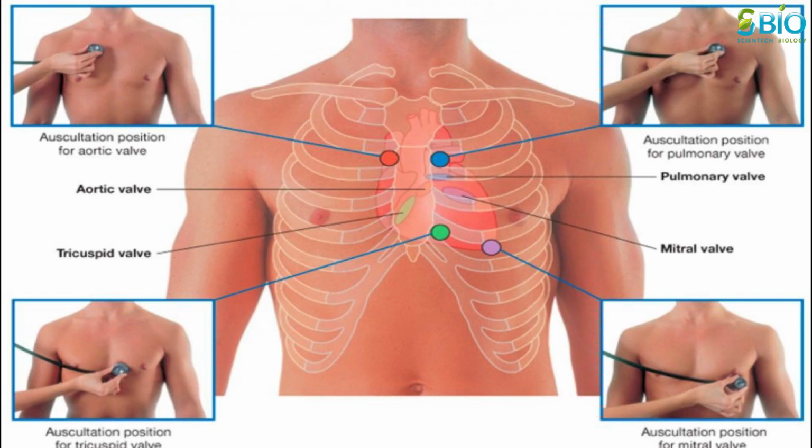The first sound is best heard in the tricuspid and mitral areas. The mitral or bicuspid area is situated in the left fifth intercostal space, whereas the tricuspid area is present over the xiphoid process. The second heart sound is heard best in the pulmonic and aortic areas. The pulmonic area is present over the left second intercostal space closer to the sternum. And the aortic area is situated over the right second intercostal space near the sternum.